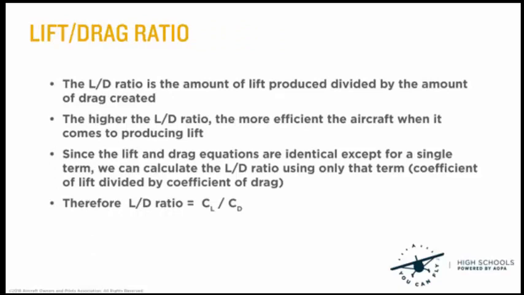This can be used as a way to determine whether an aircraft or airfoil produces lift efficiently. The higher the LD ratio, the more efficiently the aircraft produces lift, and the most amount of lift for the least amount of drag. So I want to remind you guys that lift and drag equations are almost identical. We just saw that. The only difference is that the lift equation includes the coefficient of lift while the drag equation uses the coefficient of drag. So as a result, we can calculate the LD ratio by finding the ratio of the coefficients.